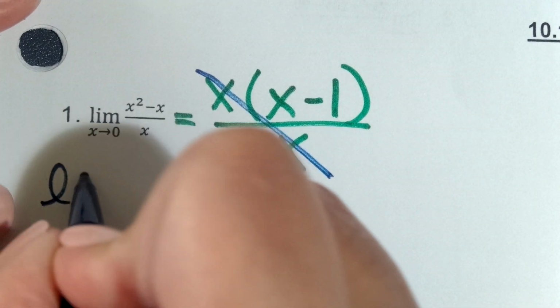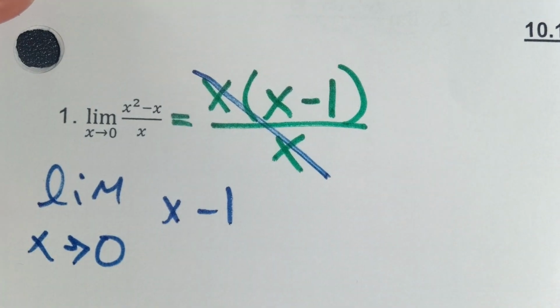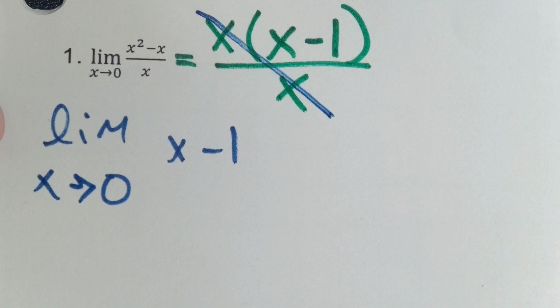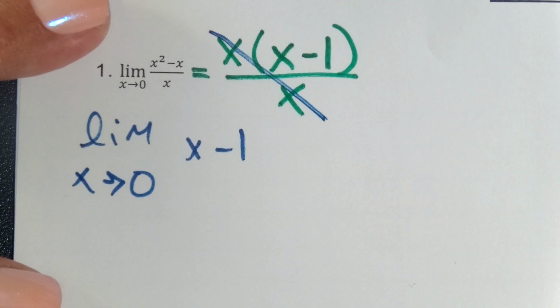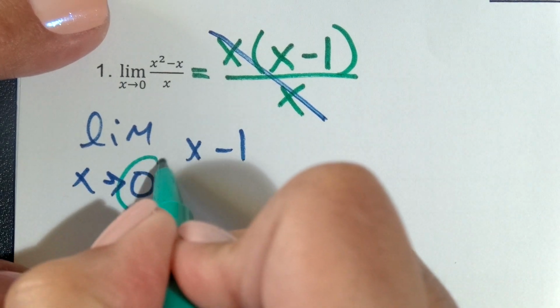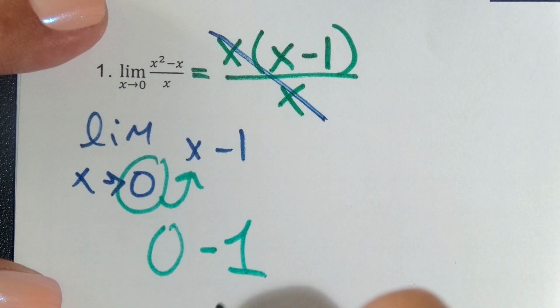So now I have the limit as x approaches 0 of x minus 1. What is my next step? What does my next step say? Evaluate. So how do I evaluate? Substitute the x. So I'm going to take 0, substitute it in. I get 0 minus 1, and that gives me negative 1.